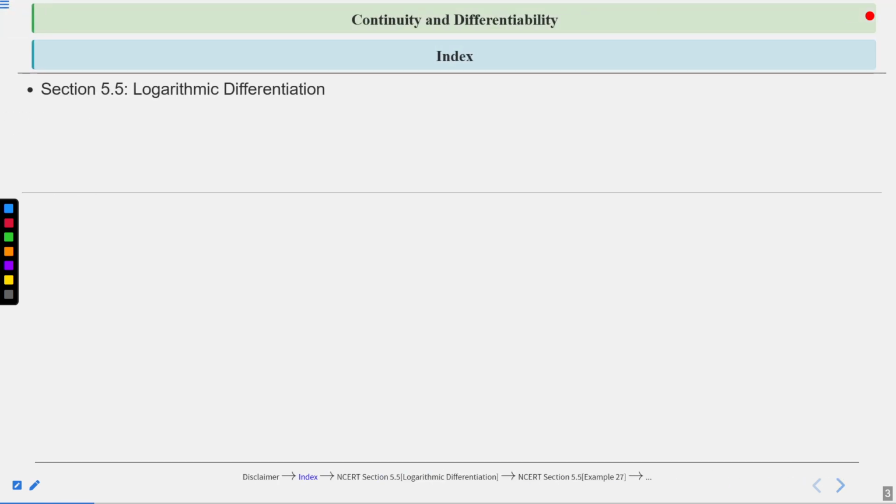Let us start with NCERT section 5.5. We will discuss here NCERT section 5.5, which is logarithmic differentiation. We will discuss example 27, example 28, example 29 and example 30. So let us start.